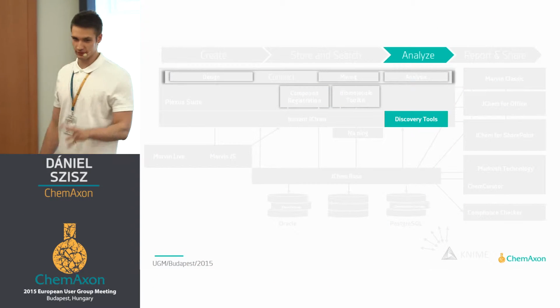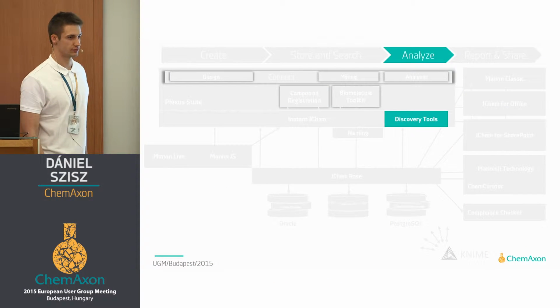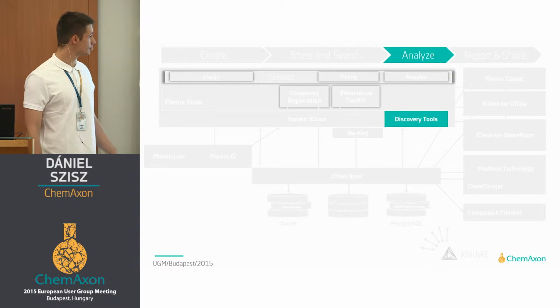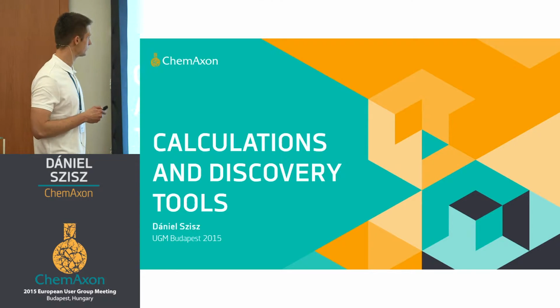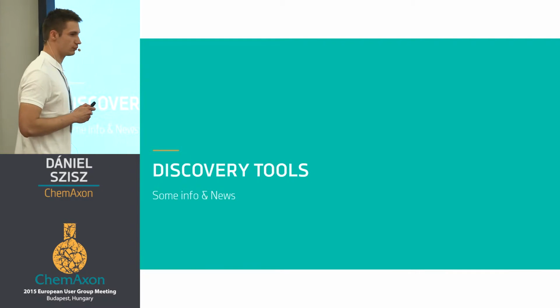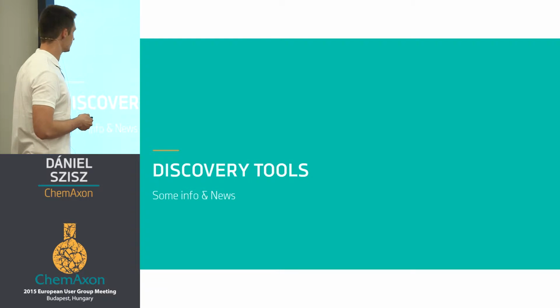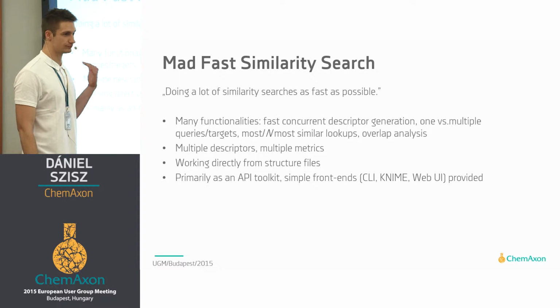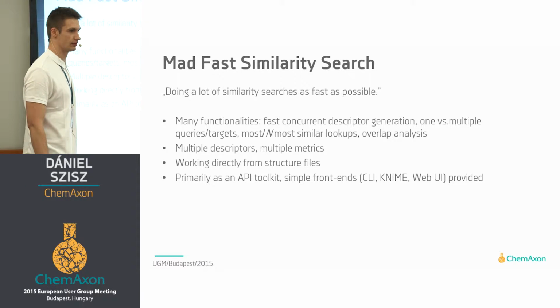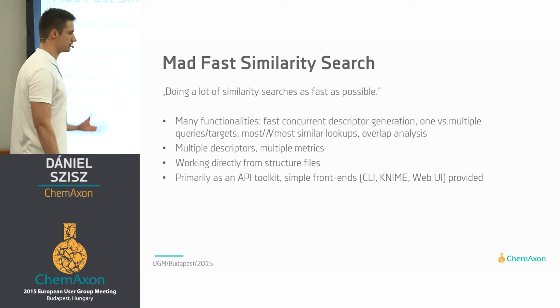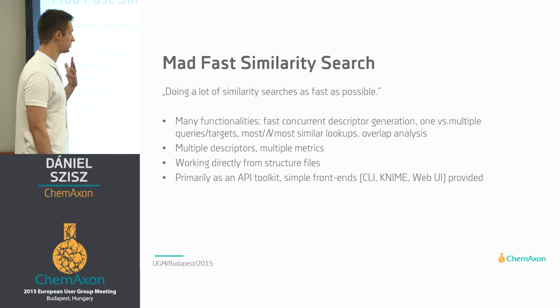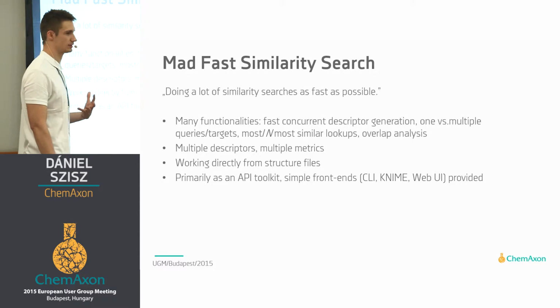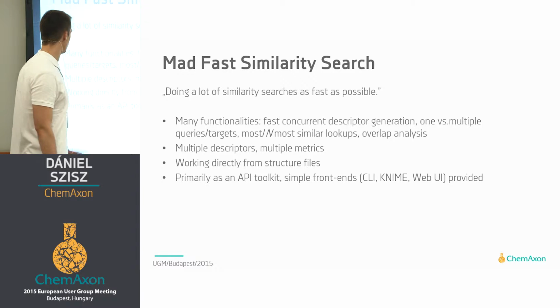I'm going to talk about two different topics, two different sets of tools: the discovery tools and the calculator plugins. So what happened with the discovery tools since the last UGM? Our work was mainly focused on speeding up the current similarity search. The main use case was that we wanted to do a lot of similarity searches as fast as possible, and the result of this is this new tool called MedFast Similarity Search.